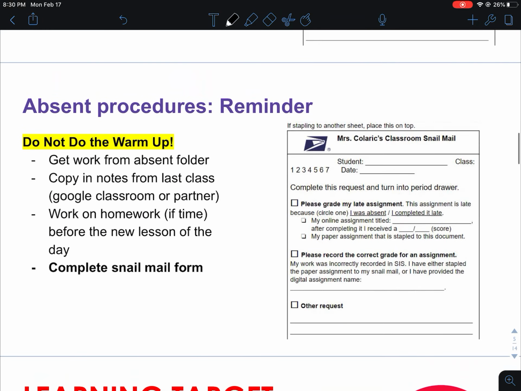If you're absent, don't do the warm-up. Instead, get your absent work from the folder, and copy your notes in from last class. They're posted on the HyperDoc, and you can also grab them from a partner. If you have time to work on the homework, which you probably won't in class, make sure that you work on that at home. You have till the end of the unit to complete absent homework for 100% credit. When you finish, you have to snail mail it, because all of that is logged and I don't get notified of it once it's been completed. So I need to be let known to go back in and check within the math-based assignment.